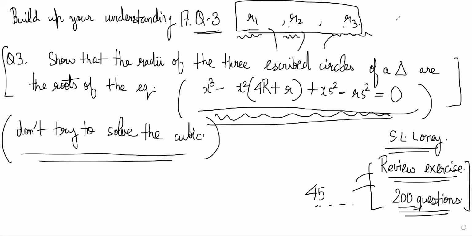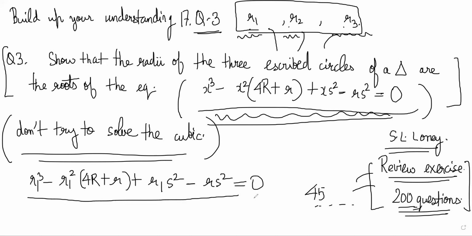One very obvious way that anybody can think of is to just put r1 in that and see if it satisfies, right? Check whether this is 0. But again, that will be quite long because you have to do r1 cubed, r1 squared and other things. So that is not a nice way to solve it. You are verifying whether r1, r2, r3 fit or not.